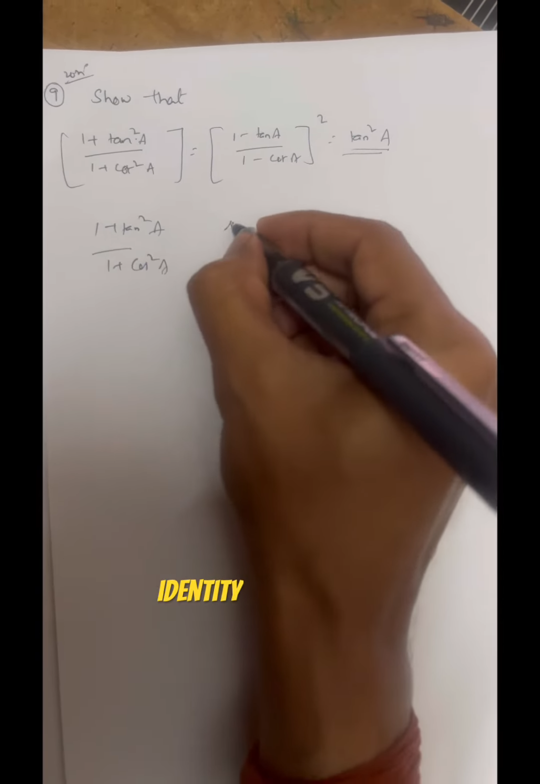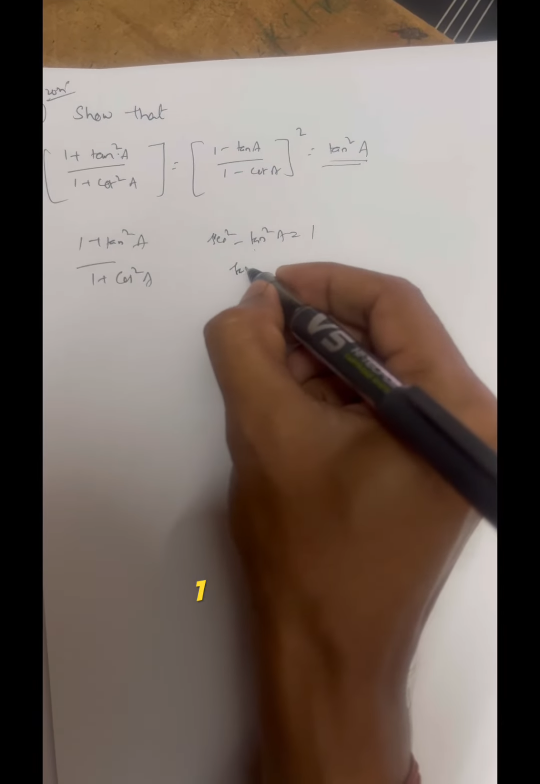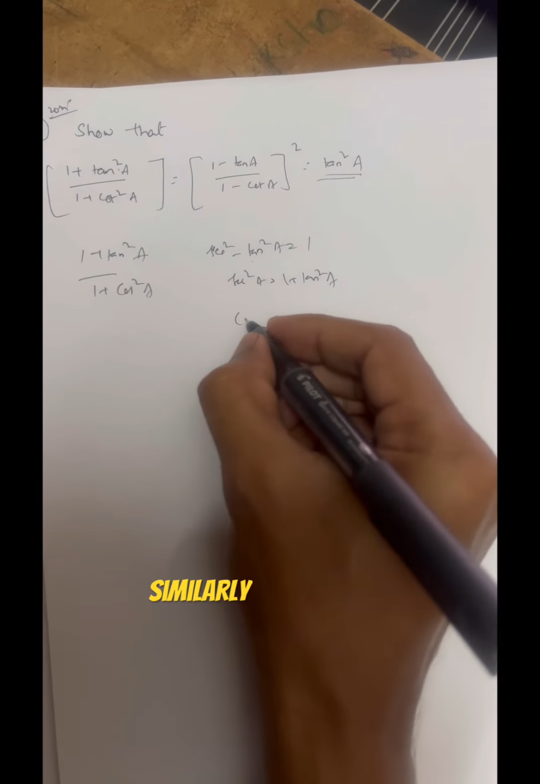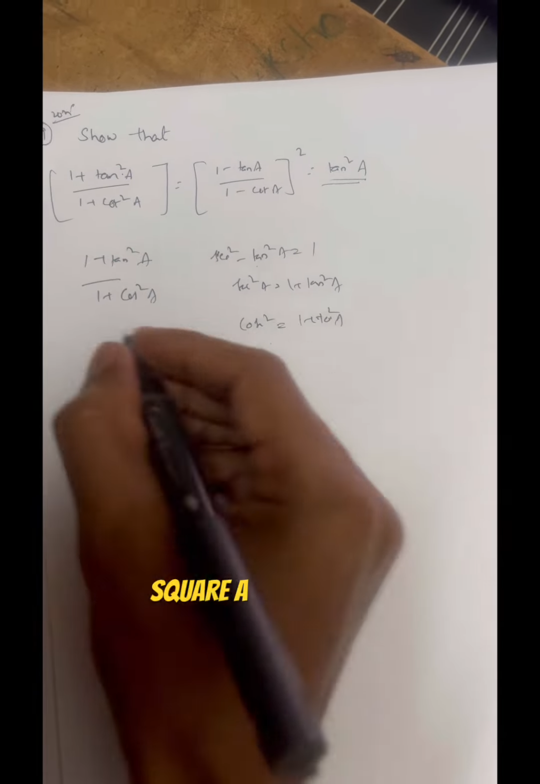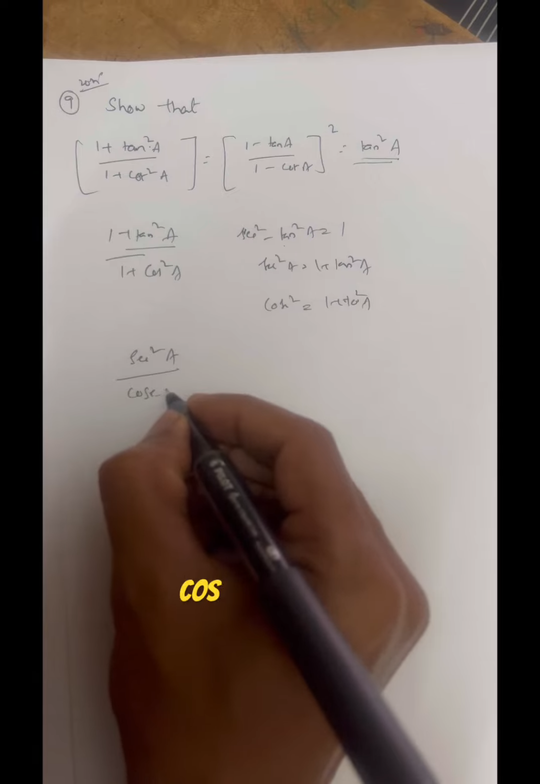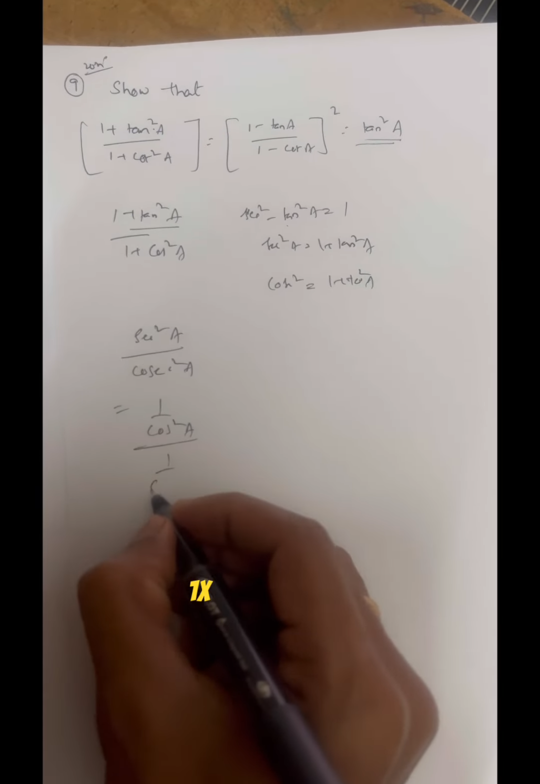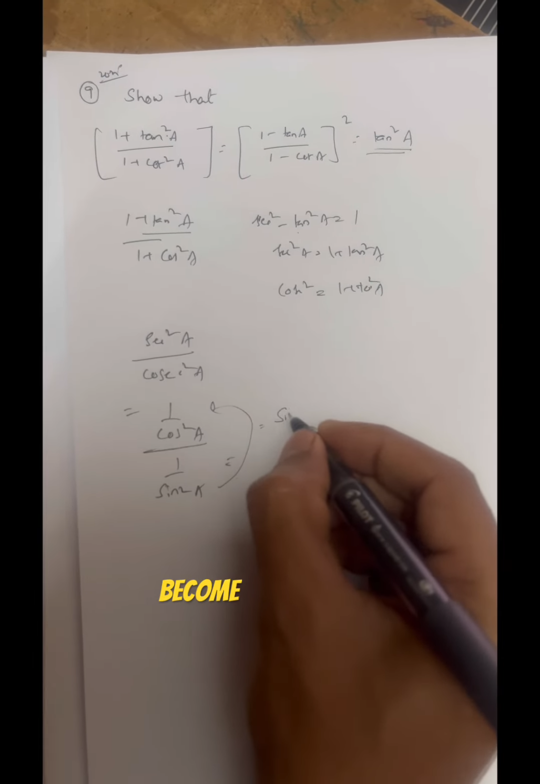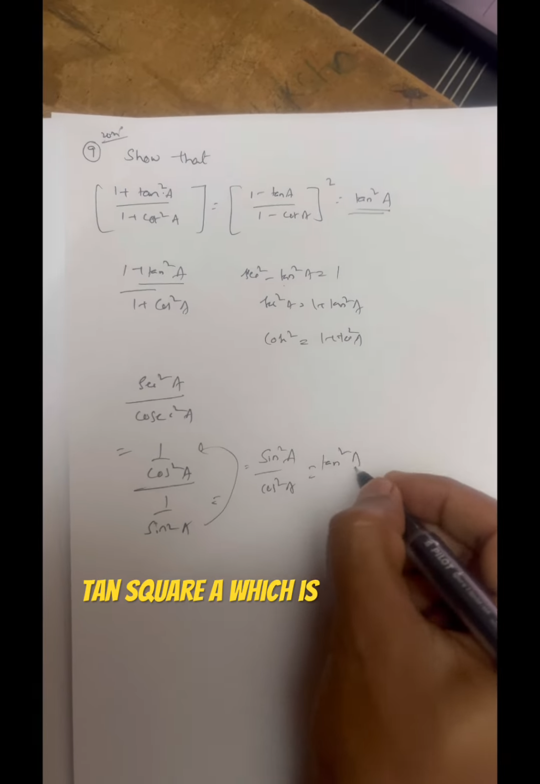The identity is sec² A − tan² A = 1, so sec² A = 1 + tan² A. Similarly, cosec² A = 1 + cot² A. This will become sec² A / cosec² A, which is (1/cos² A)/(1/sin² A). This will go up, and this becomes sin² A / cos² A. This is tan² A, which is the LHS.